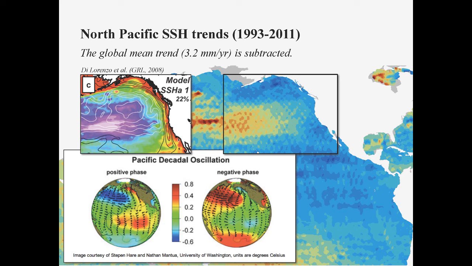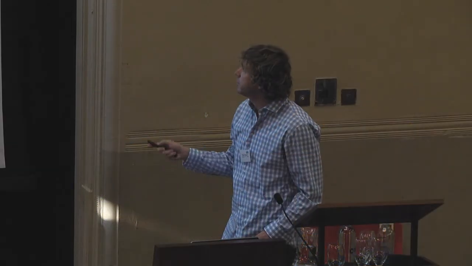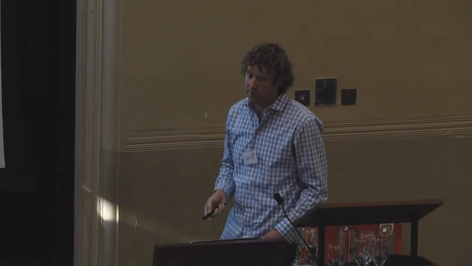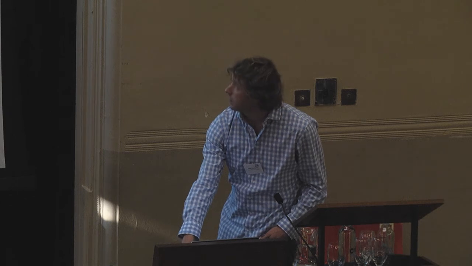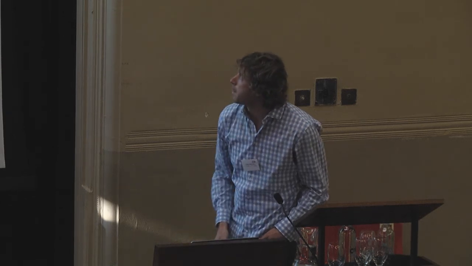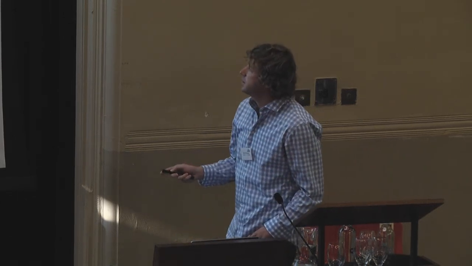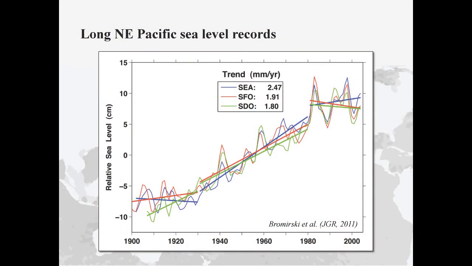And so if this pattern is part of the Pacific Decadal Oscillation, then you would assume that in previous decades prior to altimetry, you might have a swap in sign. You might have positive trends along the coast and maybe negative trends in the interior. So I'm going to focus on the coastal sea level here and see if we can understand a little bit about that pattern. These are annual coastal sea level values from Bromirski et al. in 2011, for San Diego, San Francisco, and Seattle.